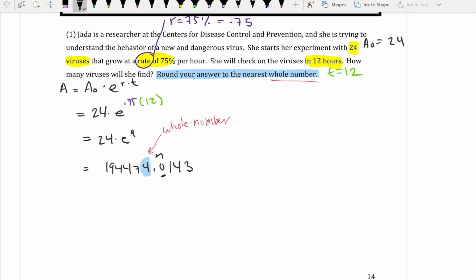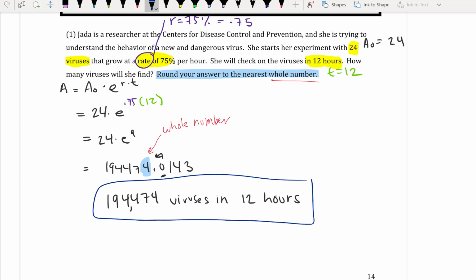So this 0 tells you to leave it alone. So 194,474 viruses. In 12 hours, that's how many viruses she's going to have. That is a lot of viruses, especially if it's growing at a rate of 75%.